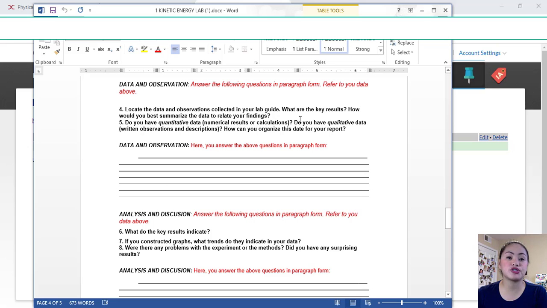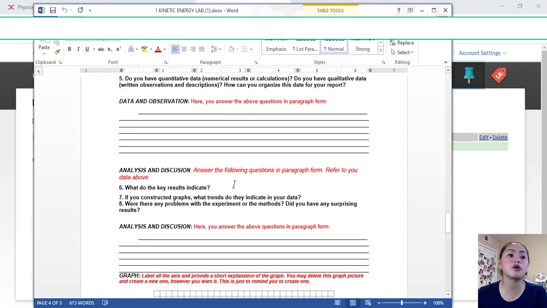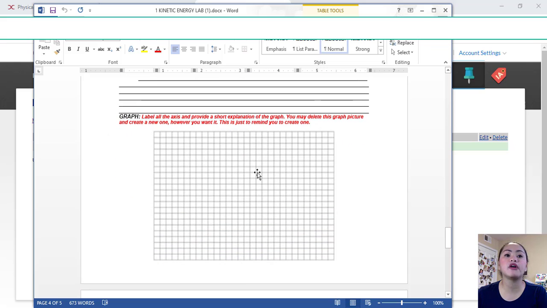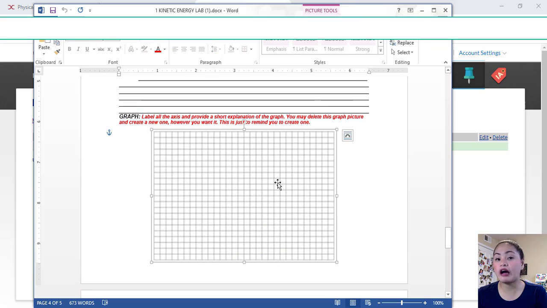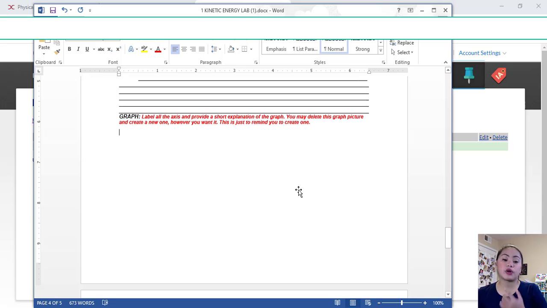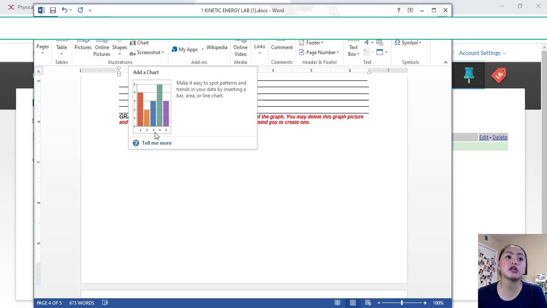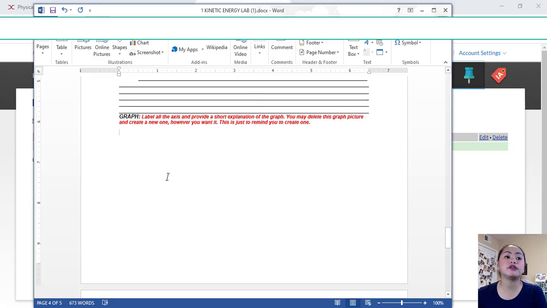You are going to answer questions 4 and 5 in a paragraph form, and number 6, 7, 8 in a paragraph form. And here in graph, this is just a sample graph that I pasted here. Definitely you can remove this and create your own graph. So you can go ahead and put insert, and then you have chart if you want to use a chart like a bar graph, and you also can use different types of graph using Excel.